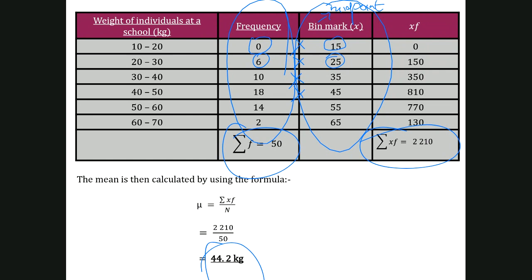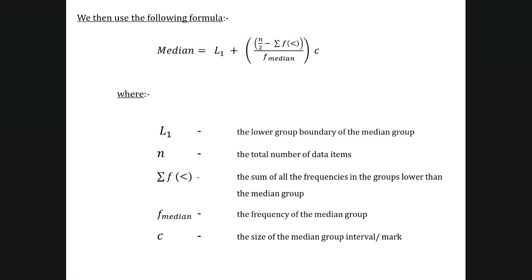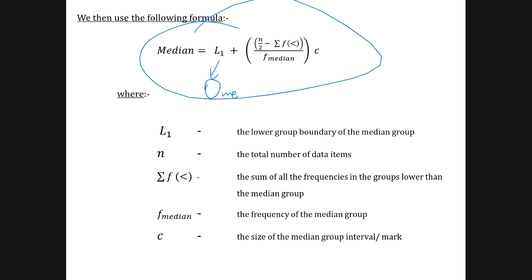Then you have the next one, which is your median. Your median is calculated using this formula. The one in your formula sheet looks slightly different because instead of L1, they have a different letter. I've just used the letter L1, and it'll give you the exact same calculation. I've used L1 because L1 stands for the lower limit, or the lower group boundary, of the group. You'll understand this as we go along.